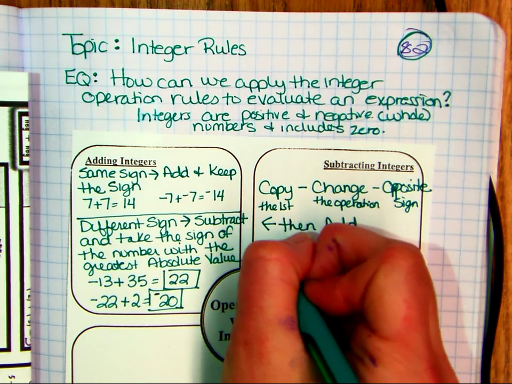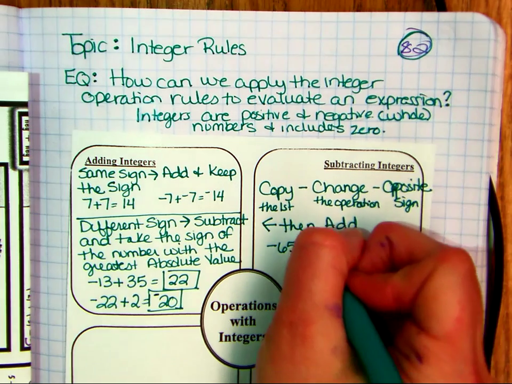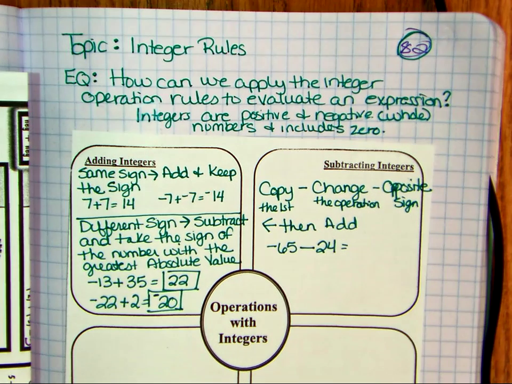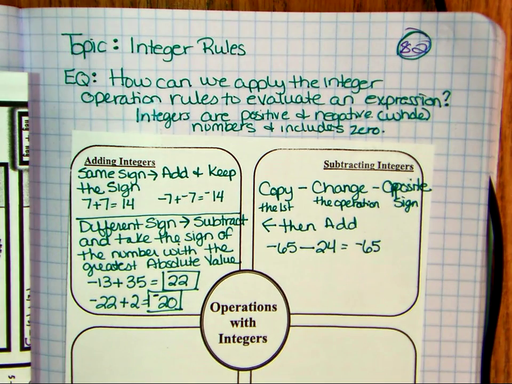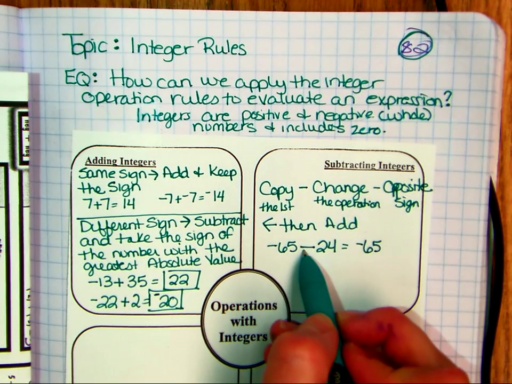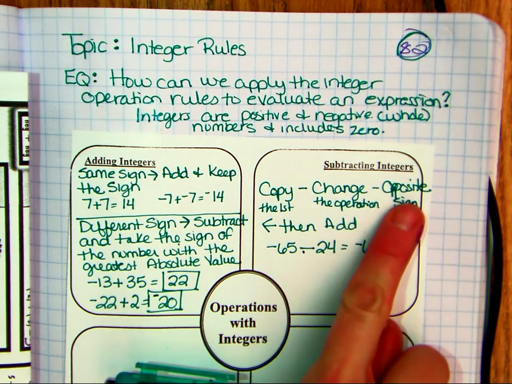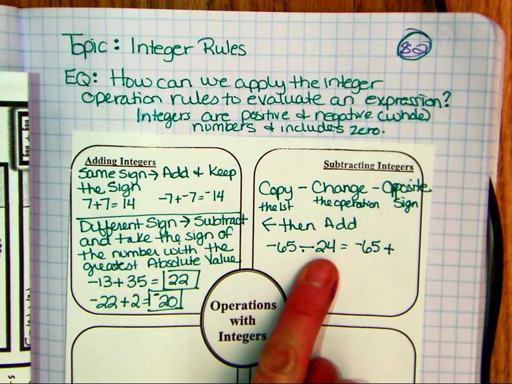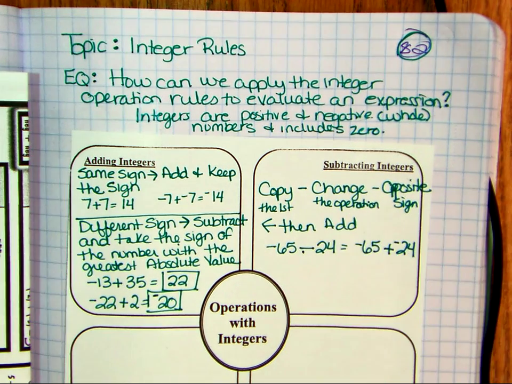If we have negative 65 minus 24, we have to first start off with copying the first number. So I just write it out. Change the operation, so from subtracting to addition, and then do the opposite sign. Well, this is a positive 24, so I want to do the opposite, which is going to be negative 24. Now I add, using the rules that I have right over here.